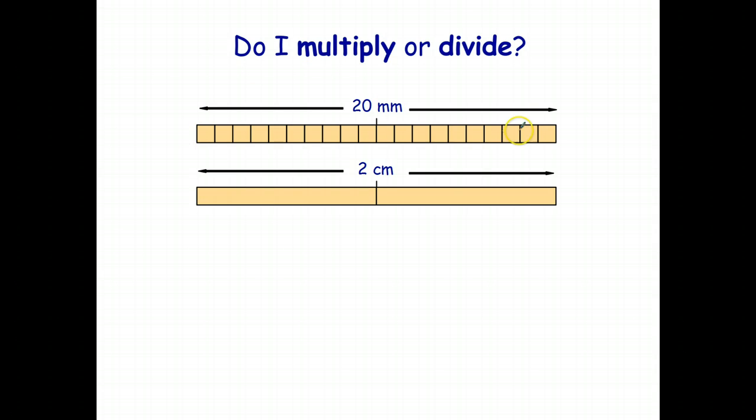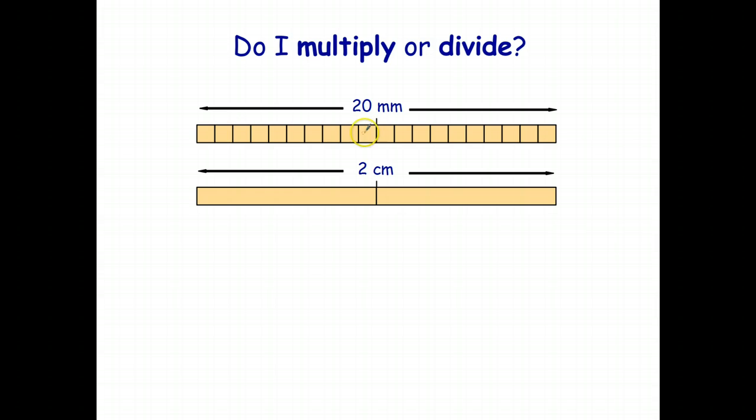I've got this length. Now, up here, I've divided it into 20 equal parts. Let's call them 20 millimeters. And because there's 10 millimeters in a centimeter, down here I've divided it into 2 centimeters. So if I'm converting from centimeters to millimeters, then I have to say, well, these are big, those are small.